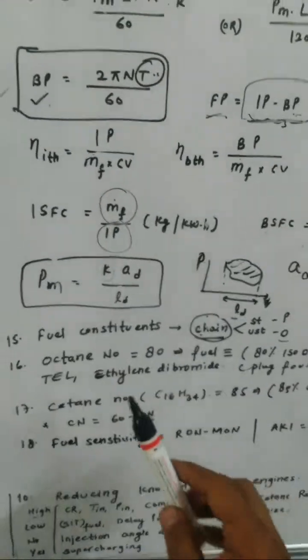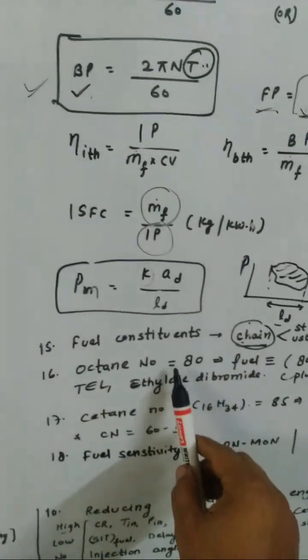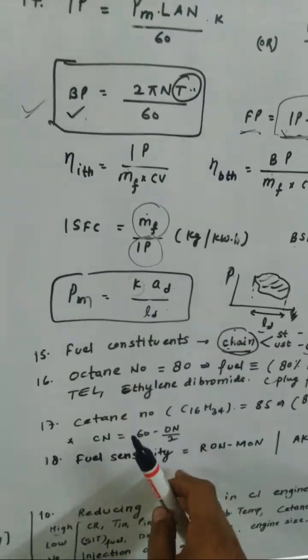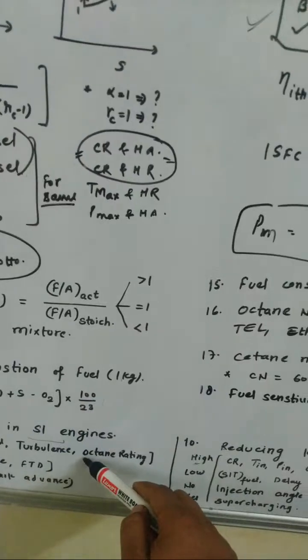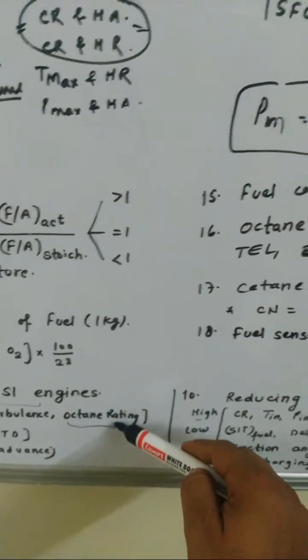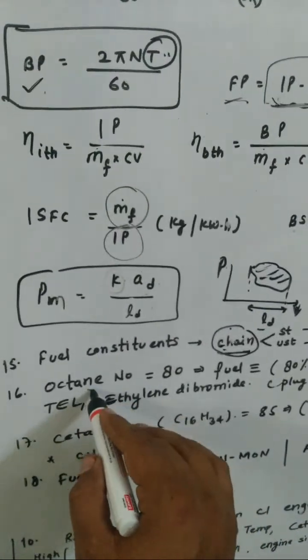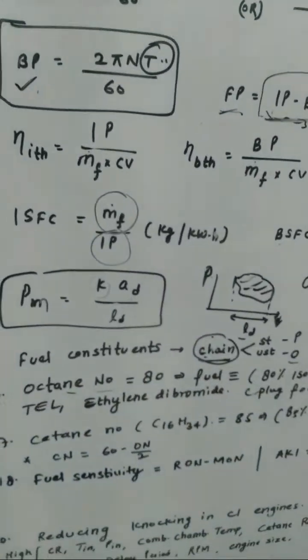Now, next is the octane number. This is important. So what is octane number? We have seen that in a petrol engine or SI engine, a high octane rating should be good for us because knocking will be less. So if the octane number is 80, what does it mean?